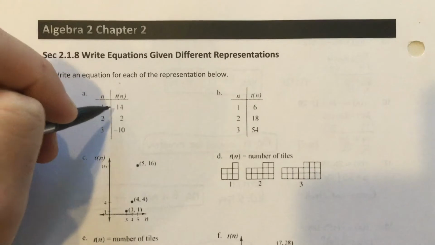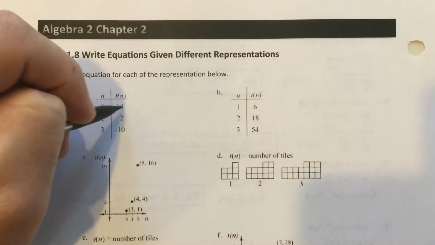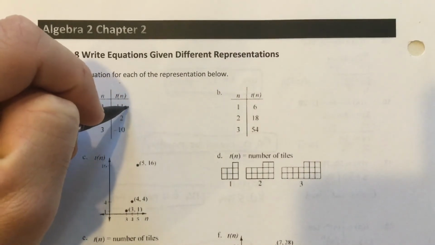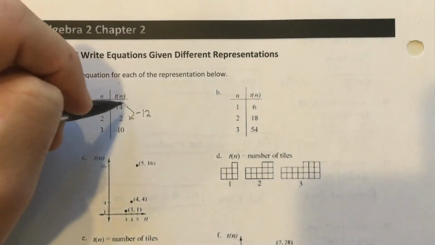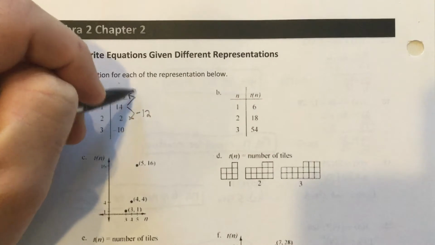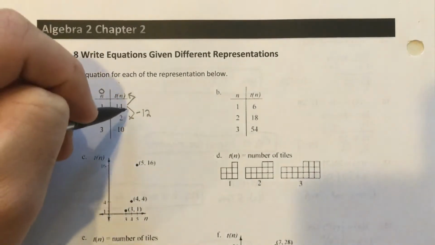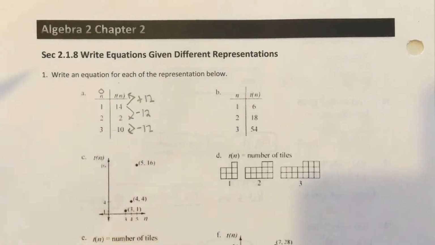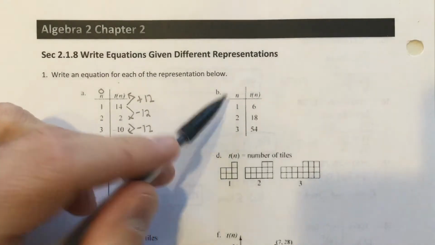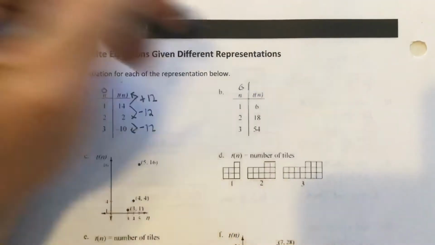Anytime we have tables, just a few hints here. Here we would be subtracting 12. And just remember, you always got to go back to term number 0. Okay? So if we're subtracting 12 going down, we'd have to add 12 to get the 0 value. All right? Same thing with this. Always make sure you get the 0 value.